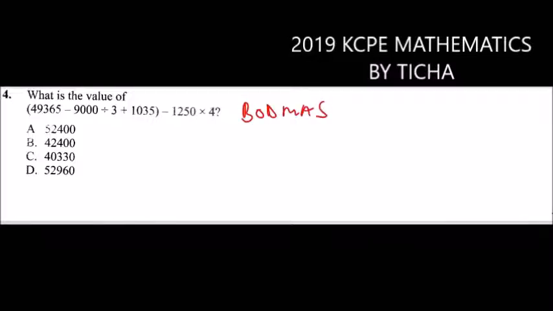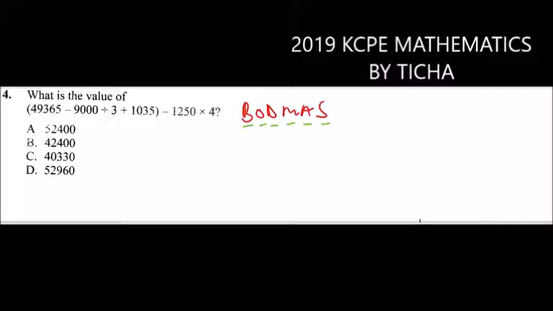And BODMAS means bracket: you start with the values that are inside the bracket, if there are any in your expression. Then of, if there is of, then we have division, multiplication, addition, and subtraction. So that is what BODMAS means. You can see in our expression we have the bracket, so inside the bracket we still apply the BODMAS rule. If you don't apply the BODMAS rule, you will not get the correct value.